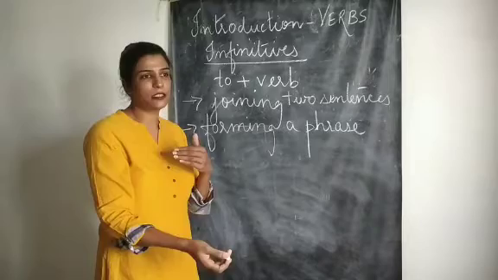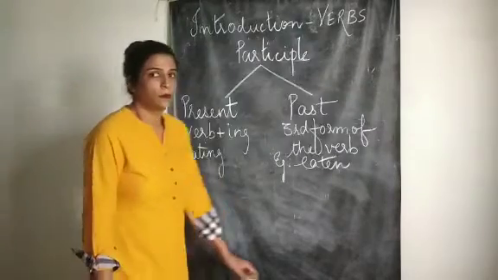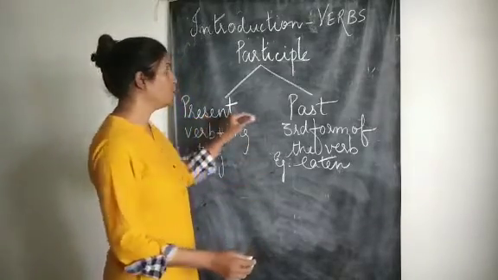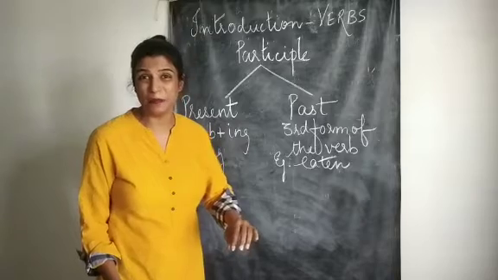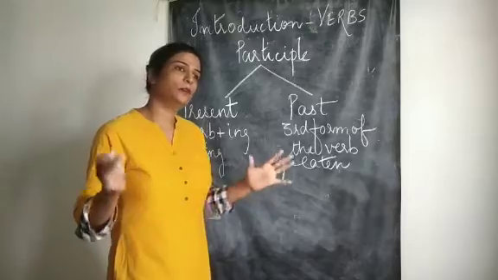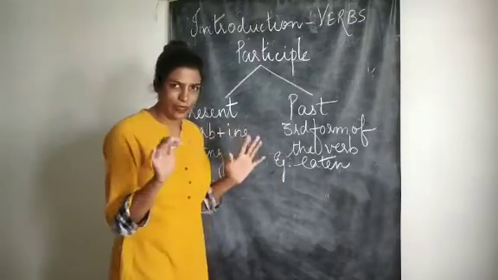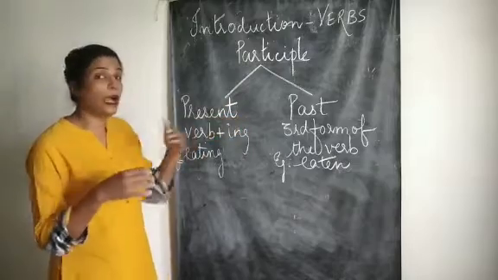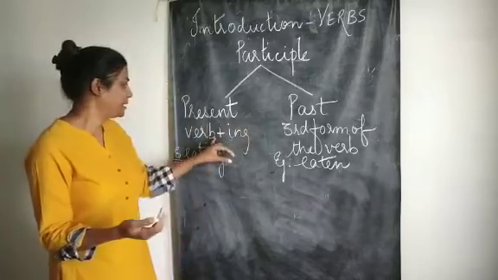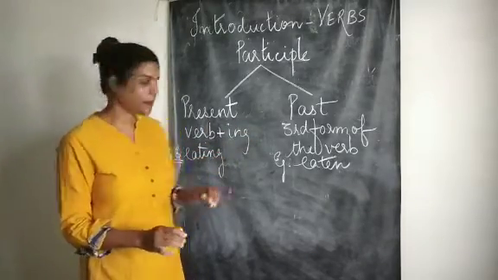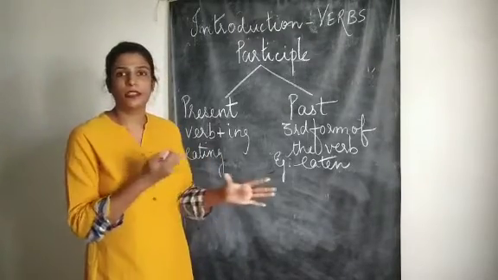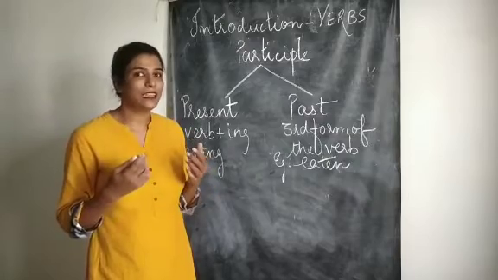Now let's proceed to the next one, which is the participle. A participle can be further categorized in two forms: present participle and past participle. Now let's discuss the present participle. Both are non-finite verbs only. Present participle, how will it look? Like the infinitive is to plus the base form of the verb, the present participle will be verb plus ing. I gave you examples: eating, bathing, dancing, studying, rehearsing, singing. All words are ending with ing.